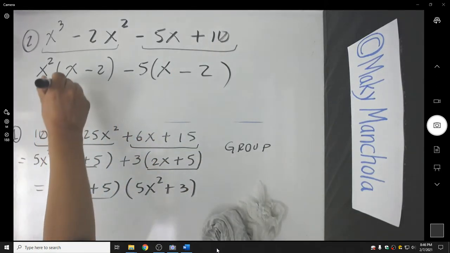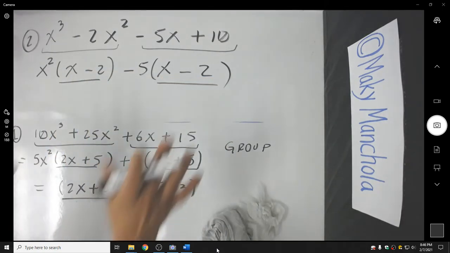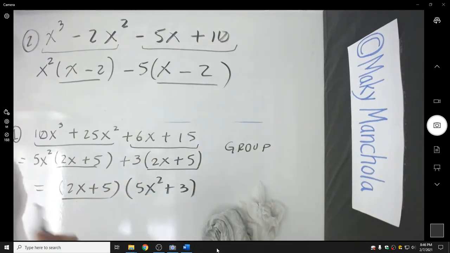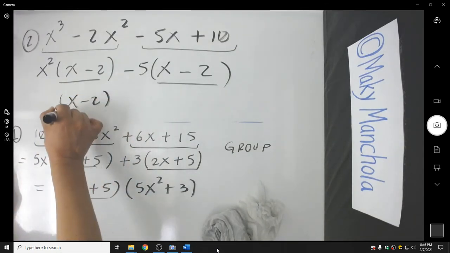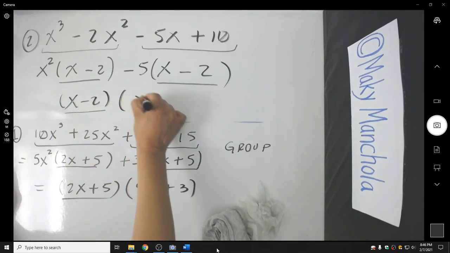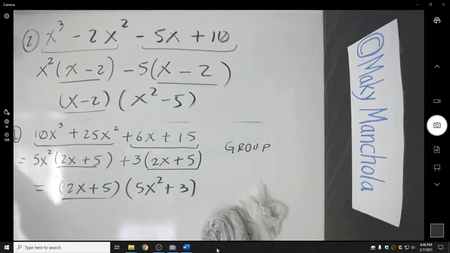Now we get a common factor. x minus 2 happens to be the greatest common factor of our two terms. So we factor out x minus 2, and we're left with x squared minus 5. In some factoring problems, we get further factorization.